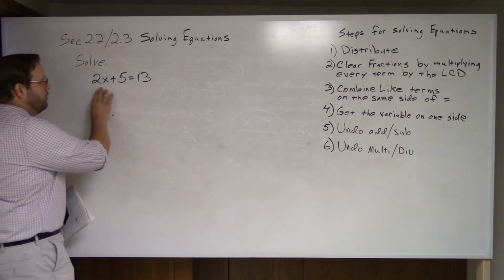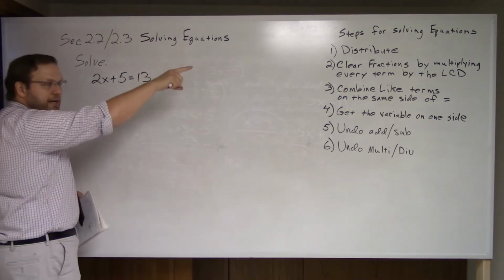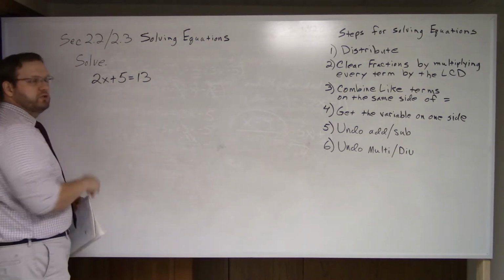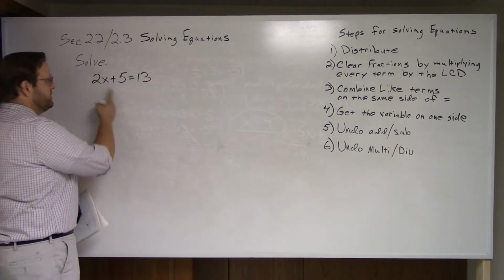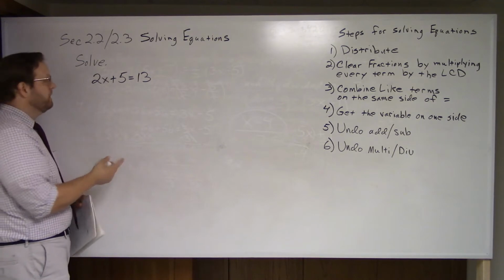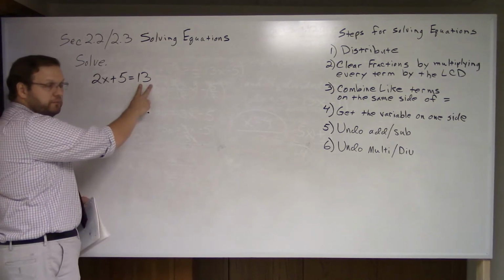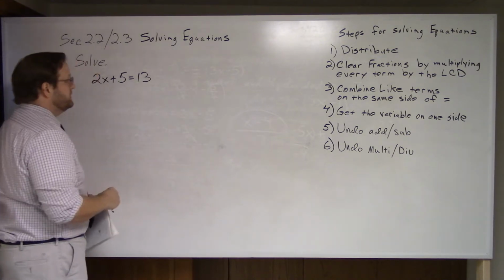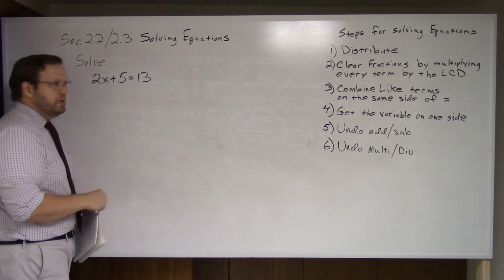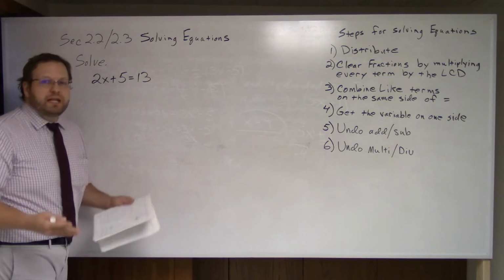Okay, so when we're going through something like this, start on the top. Distribute. There's no distribution to be done. Clear fractions. There are no fractions. Combining like terms. These aren't like terms, and this is by itself. Next, get the variable on one side. It already is. So guys, right away, 4 steps, we didn't have to do them.